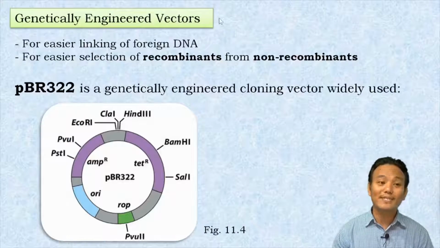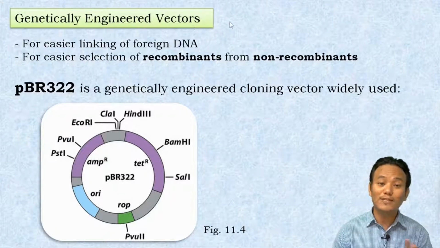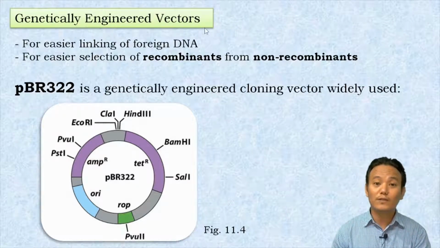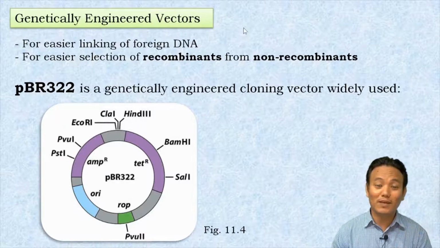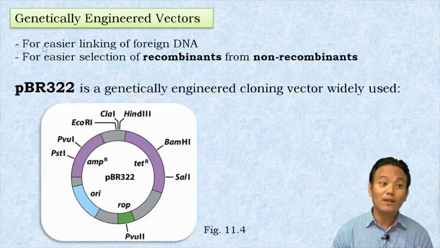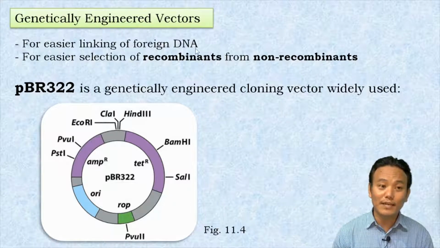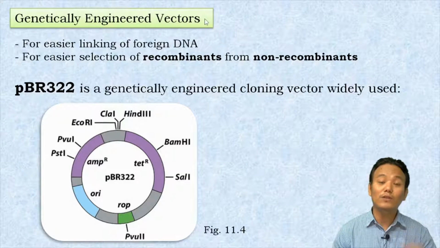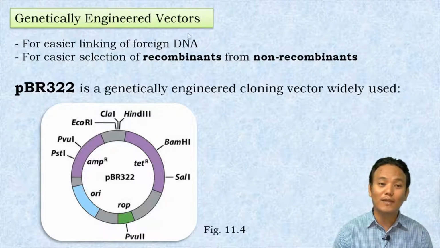But nowadays, scientists use genetically engineered vectors instead of bacteriophages and plasmids. Genetically engineered vectors are those vectors which are created in the laboratory by scientists themselves to be used specifically for creating recombinant DNA. Right? They are good for easier linking of foreign DNA and for easier selection of recombinants from non-recombinants, and therefore the use of genetically engineered vectors is preferred over bacteriophages and plasmids. I will explain these two words later on, recombinants and non-recombinants, so don't worry about it right now.